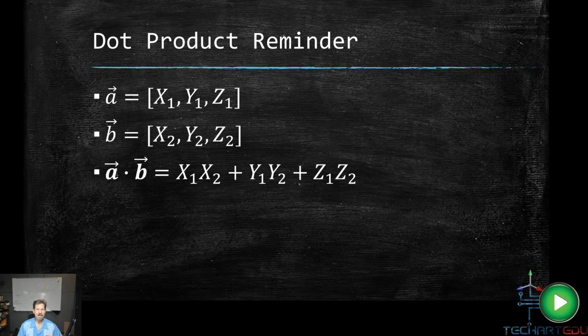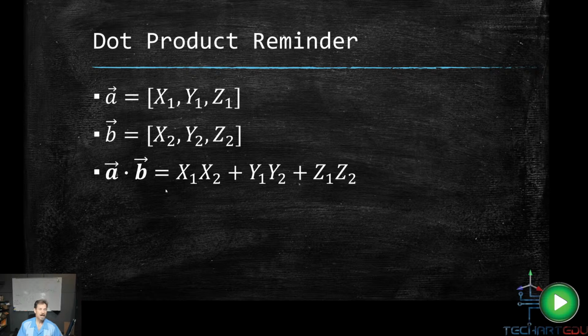Now suppose that we have two vectors, vector A and vector B. If we were going to take the dot product of those, what we're going to do is multiply the corresponding components of vector A and vector B, and then add them up together.